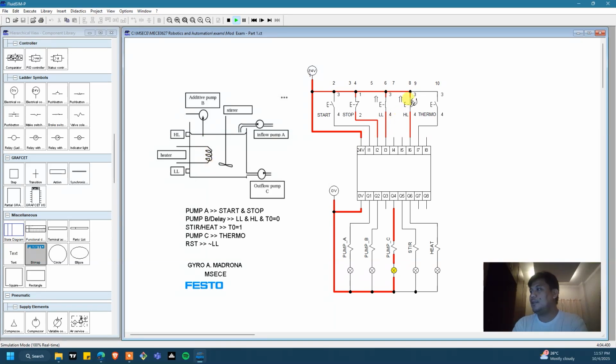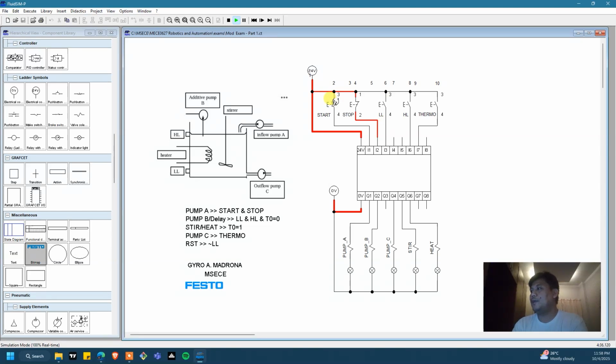Okay, so let's simulate that one. I will click high level switch. So it's now deactivated, and eventually it will also deactivate your low level switch. If that happens, meaning there's no liquid anymore in the tank, that will also turn off your pump C. Okay, so I will click the low level switch. So this pump C will be turned off. Okay, so that's how the system works, and you can repeat your process.